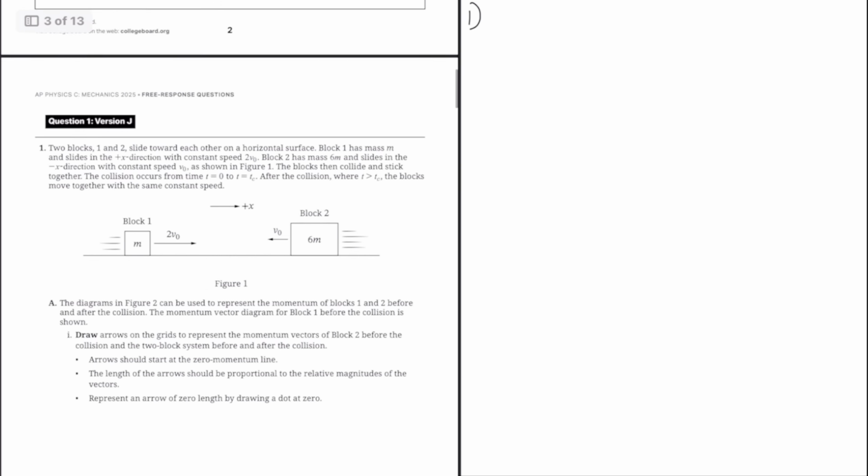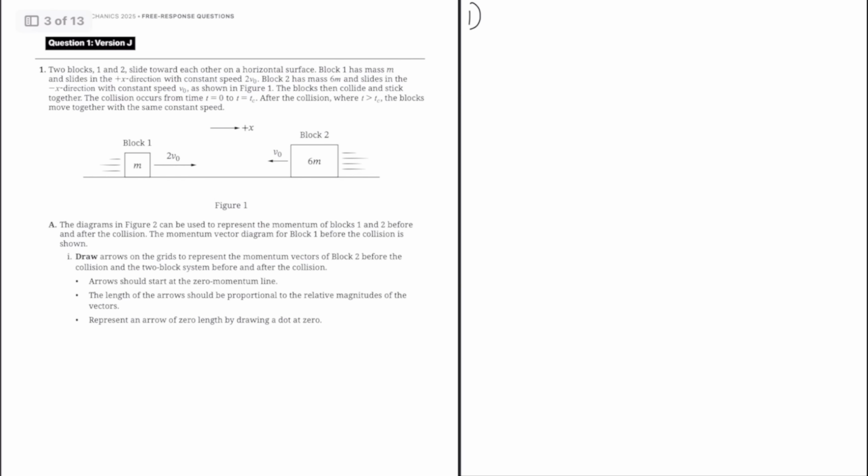Question 1 says two blocks, 1 and 2, slide toward each other on a horizontal surface. Block 1 has mass m and slides in the positive x direction with constant speed 2v naught. Block 2 has mass 6m and slides in the negative direction with constant speed v naught, as shown in figure 1. The blocks then collide and stick together. That's important. We'll use that later because that's an inelastic collision. The collision occurs from time t equals 0 to t equals tc. After the collision, where t is greater than tc, the blocks move together with the same constant speed, because they stick together.